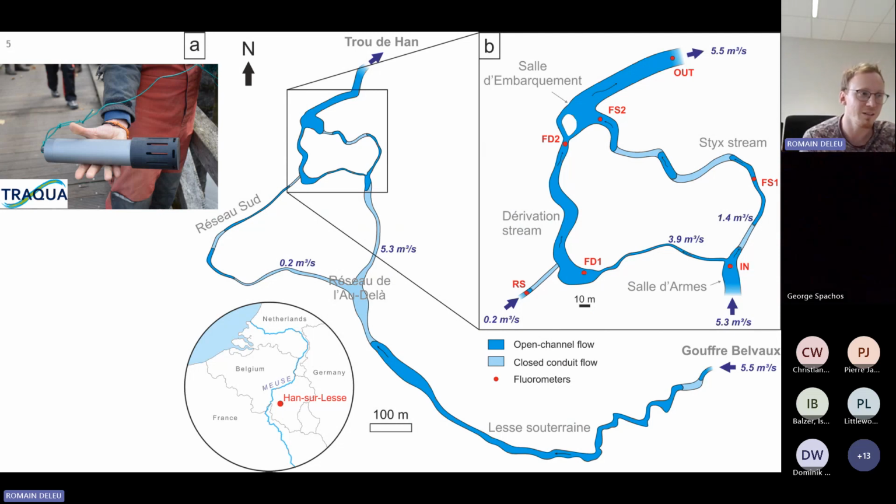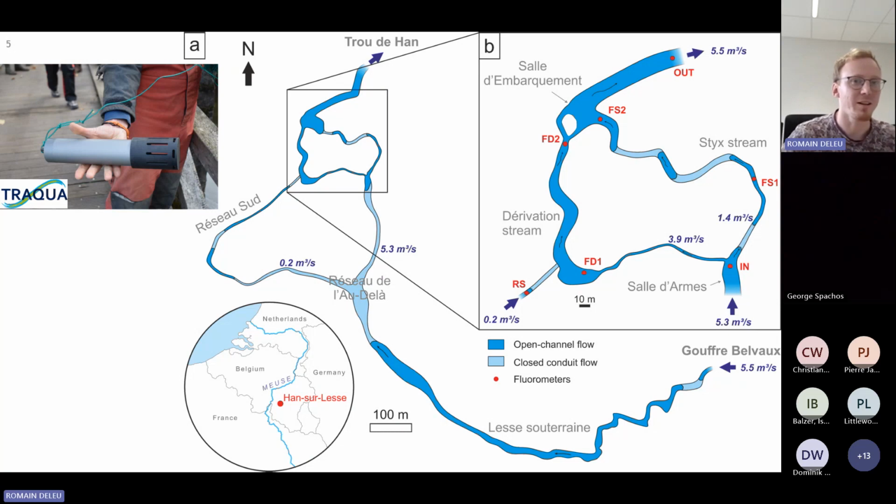And the day we did the tracer test, there was 5.5 cubic meters per second of flow rate. Later, inside the cave, there is a first diffluence where a small portion of the water goes into the Réseau Sud network. There is 0.2 cubic meters per second, but the majority of the flow, 5.3 cubic meters per second, continues in the main channel.